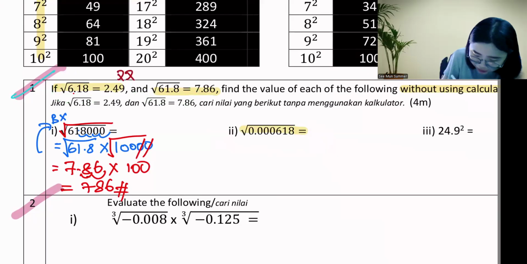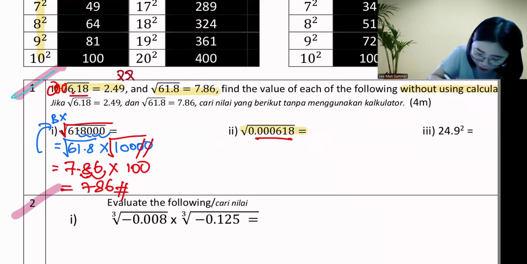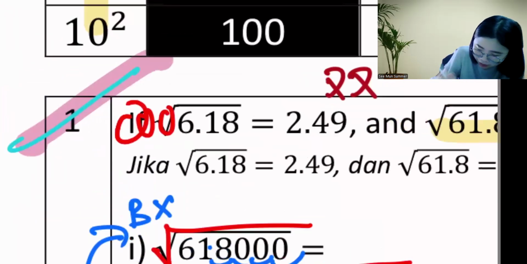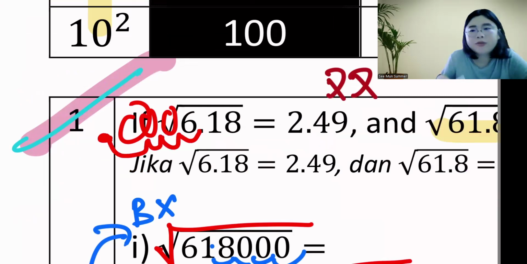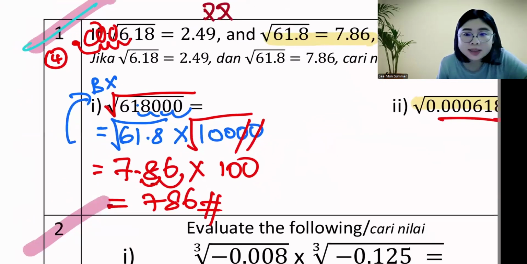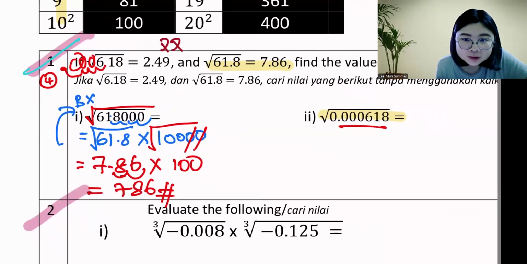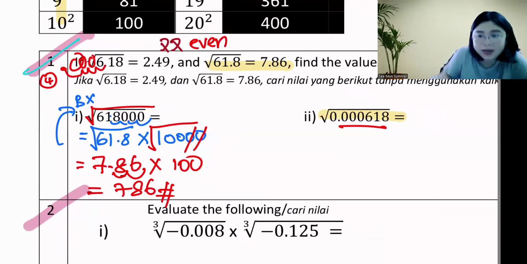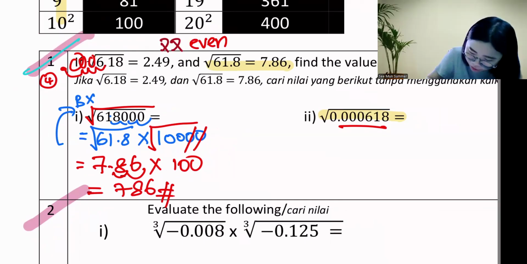How do I transfer this to this? For the decimal, how many zeros are there? There are 3 zeros in front. So I put 0, 0, 0. I have to move the zeros here until in front here. So 1, 2, 3, 4. I need to move 4 decimals. Is 4 decimals an even number or an odd number? Even number, right? Remember, only an even number is applicable. So 4 decimals is an even number, so I can use this root 6.18.